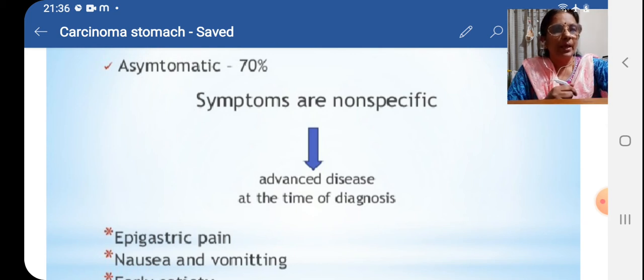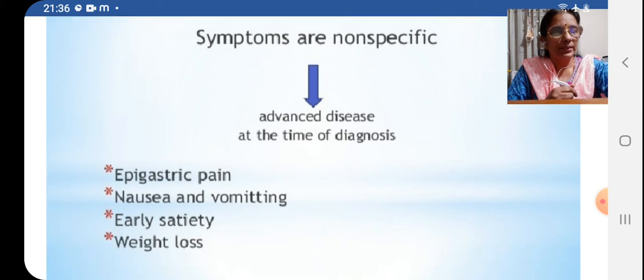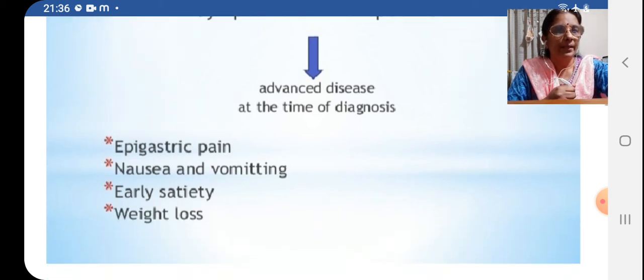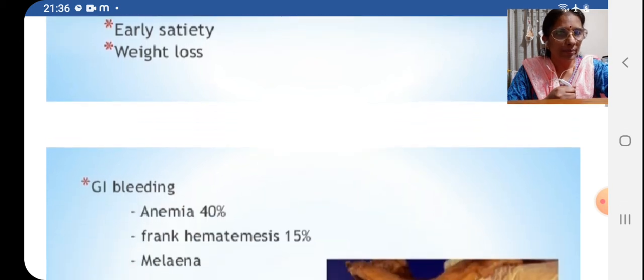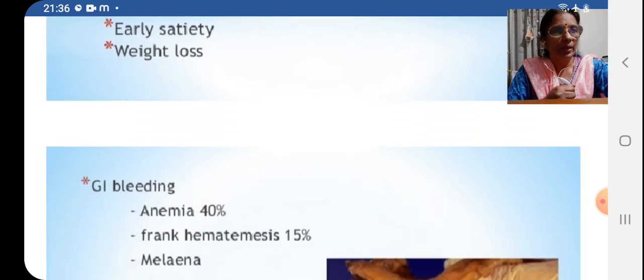Sometimes the patient may have epigastric pain, nausea, vomiting, early satiety, weight loss, GI bleeding. Because of GI bleeding, the patient may have anemia. Sometimes they can present with hematemesis. Mostly the patient is anemic because of slow bleeding into the GIT. The patient may not know all these things. So the patient will come with anemia, and only on investigation will we find that the patient has carcinoma stomach.